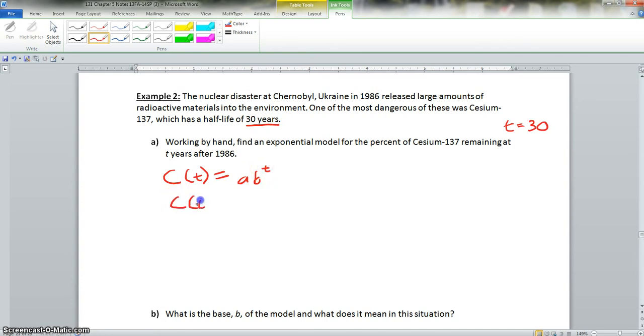So we have C of T is equal to, now it tells us here that we would start off with 100% at the start of this. So our A would be 100. And it'll be B to the 30th power because we found out what T was. So we'll have 100B to the 30th power.